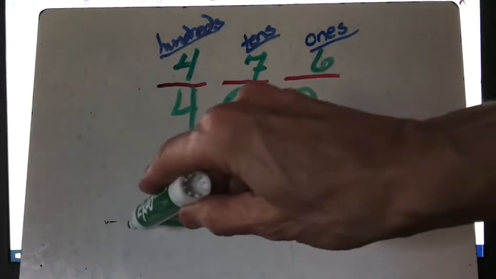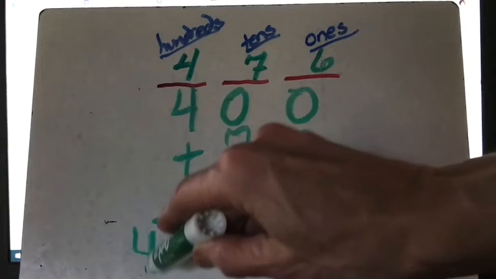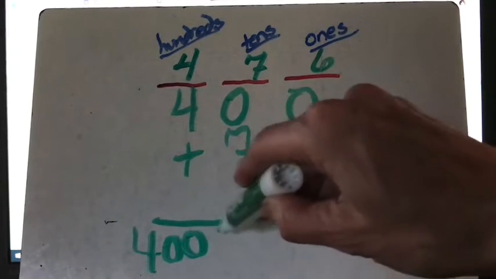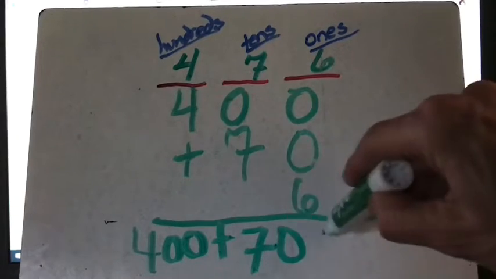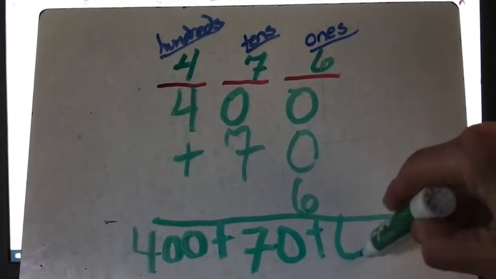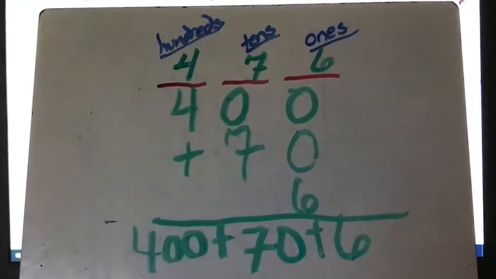All right, so I'd have 400 plus 70 plus 6. Or I could write it going across like they did. 400 plus 70 plus 6 is an expanded form. I stretched out the number. So our answer is 400 plus 70 plus 6.